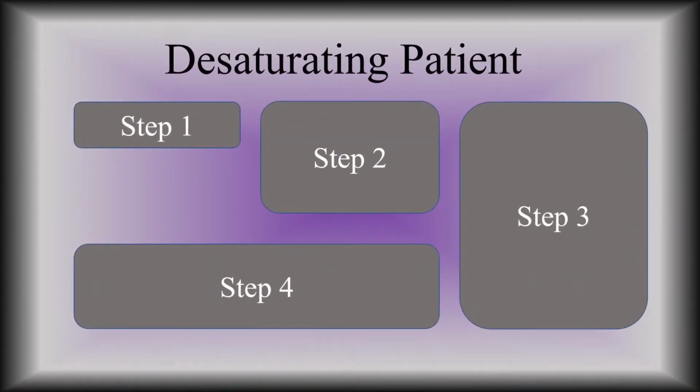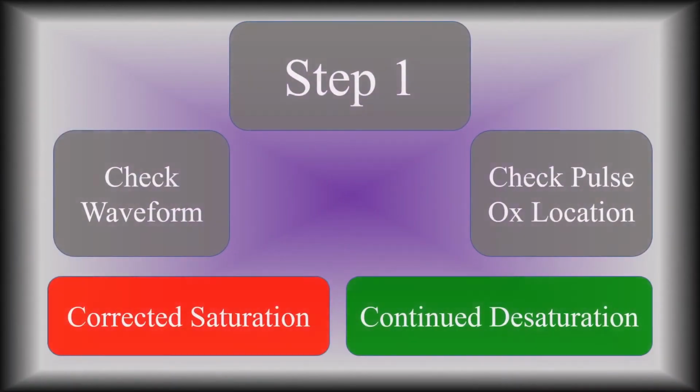So you have a desaturating patient on a mechanical ventilator, right? We're going to go through steps 1, 2, 3, and 4. Step 1, check your waveform. Always make sure the pulse ox is in a good location, and it's fully on the finger. And if not, then get a better waveform. Change out the pulse ox, put it on another extremity, and try that, okay? Once you have a good waveform and you know it's a true desaturation, then you go on to the next step.